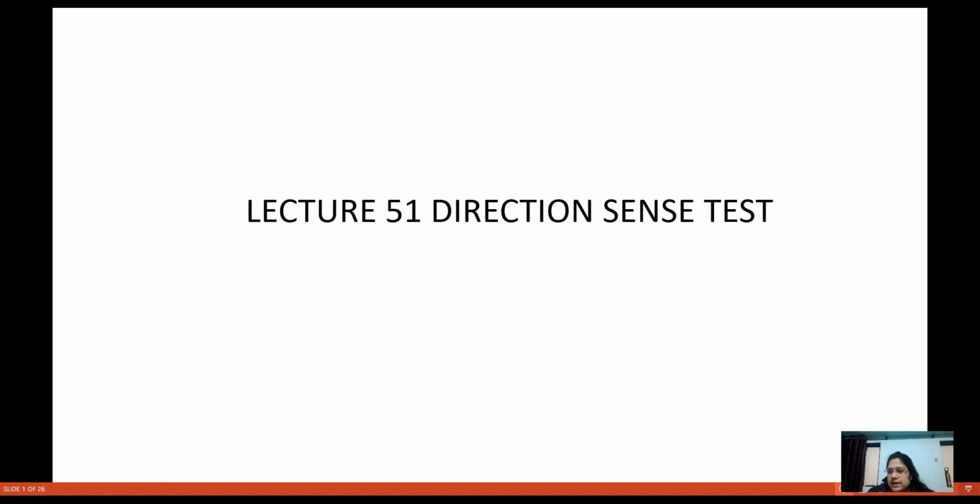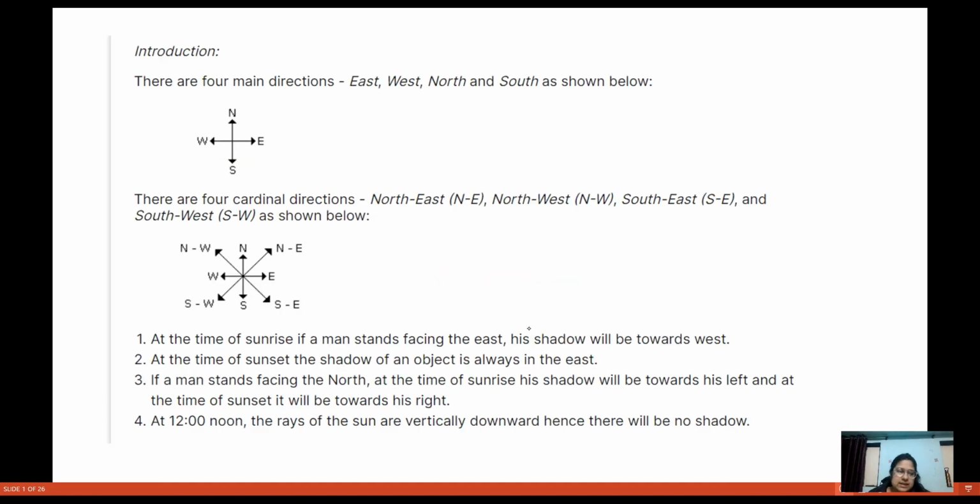Now we are seeing the direction sense test. It is not that you will not be able to do it by yourself. It is based on your reason and logic only, so anyone can do this. It is only that there is a way of doing it in a little bit faster manner, so that we are going to see here. We'll see the basic concept so that you don't get confused, and then we'll see the questions.